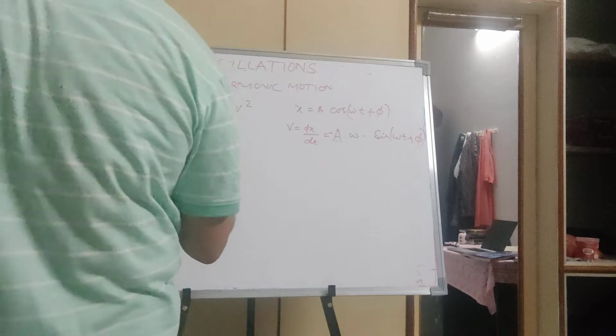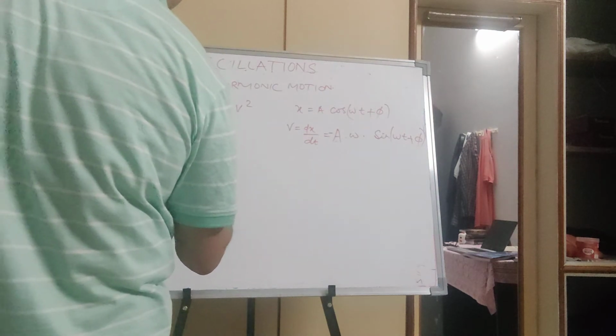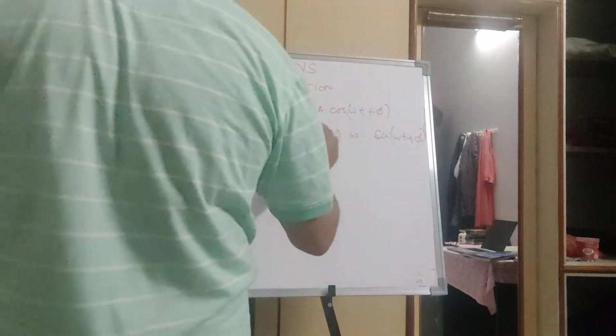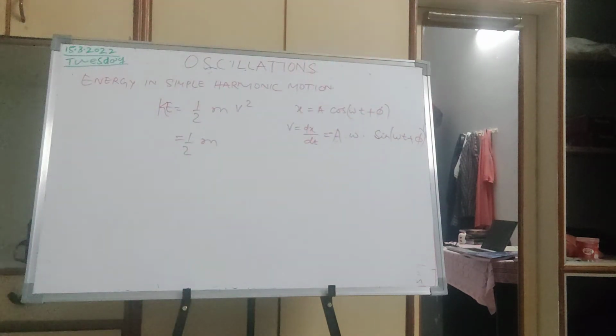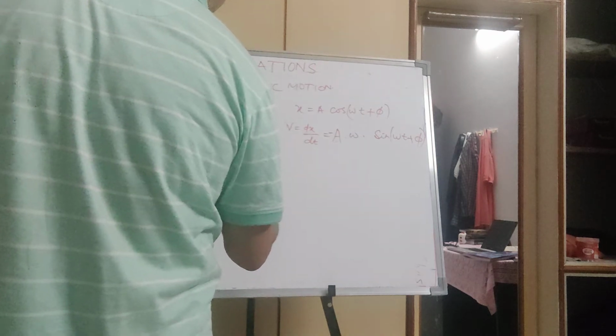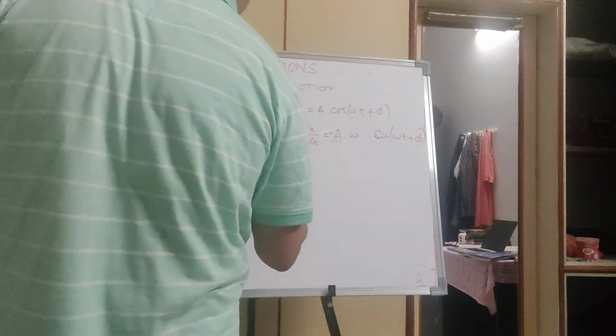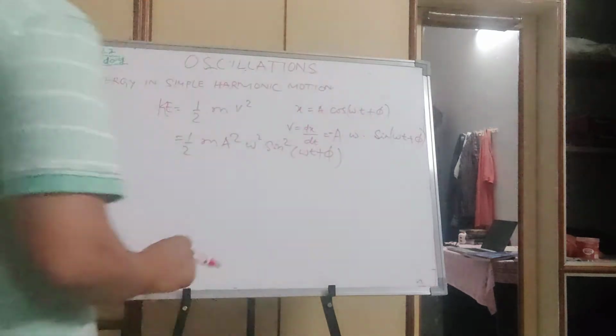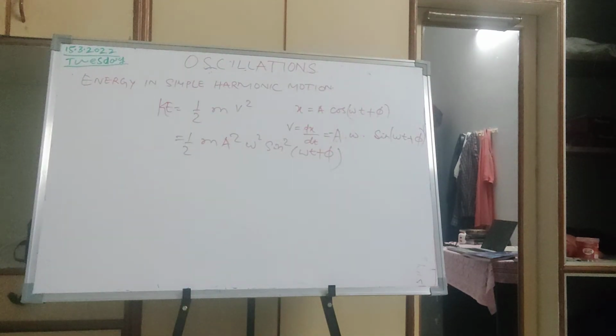Then if we replace that velocity here, this becomes half m, then v square. When this negative term is squared, it will become positive. So it will become half m a square omega square, then sine square(omega t plus phi). So this is the expression for kinetic energy.